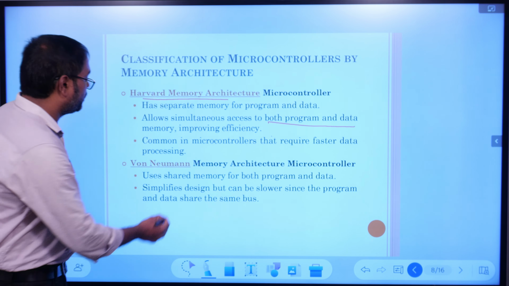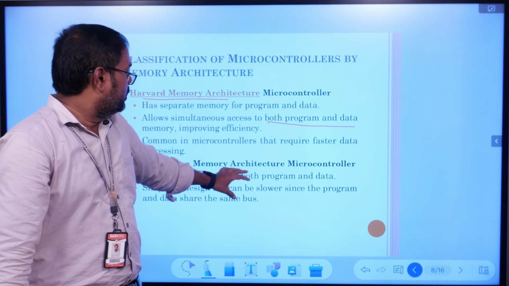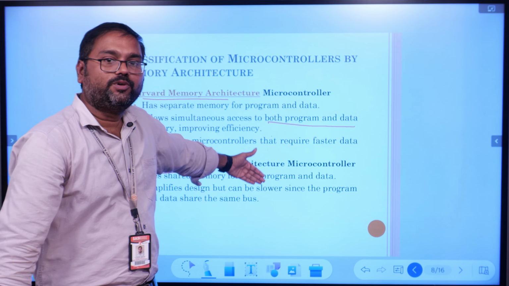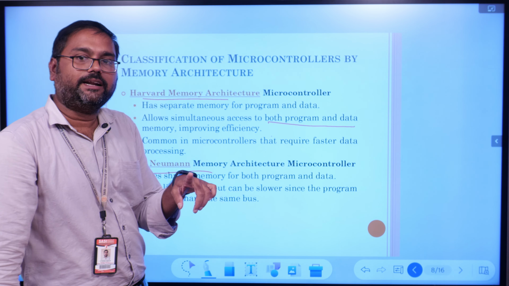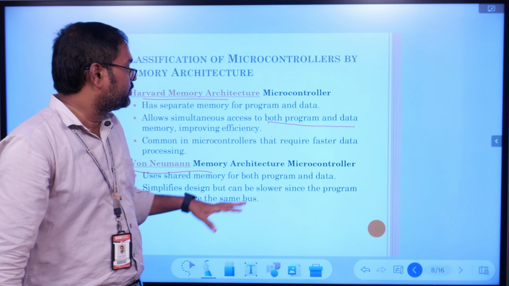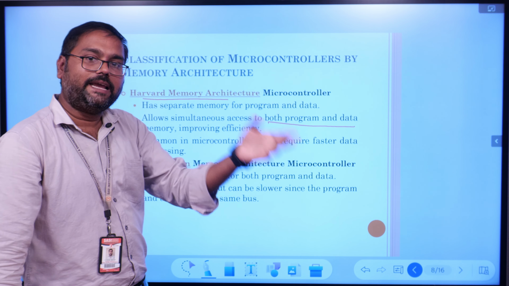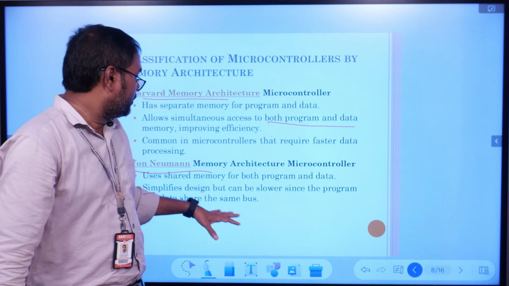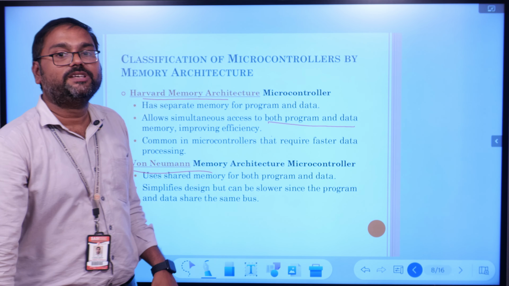The same memory chip can be shared by both data memory as well as program memory. So here, we access the program memory or data memory only one at a time. Simply, we have only one bus. That bus can be used as a data bus or program bus. At a time it can access only either data or program, so it is completely slower as compared with the Harvard architecture. So this is about the memory architecture.